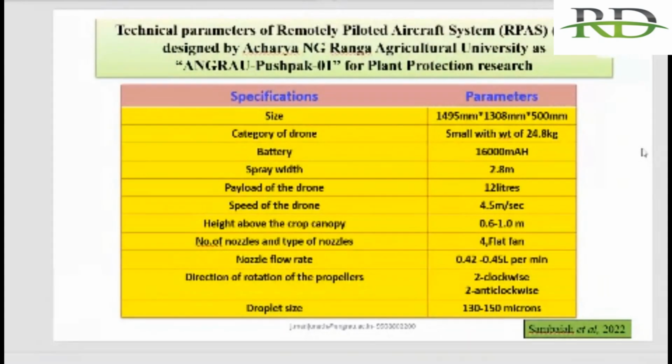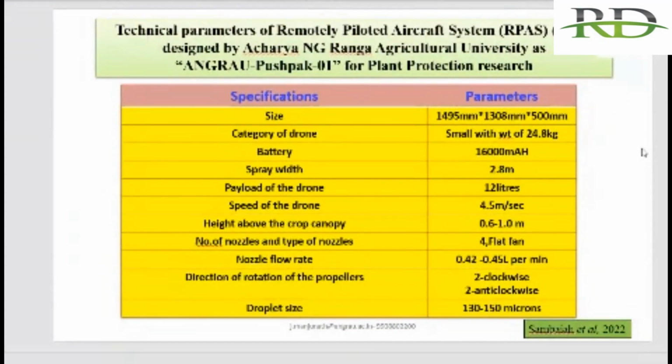Height of the canopy is very important. Based on the crop canopy height, drift can be avoided. That is 0.6 to 1 meter. One meter is the standard SOP we developed.